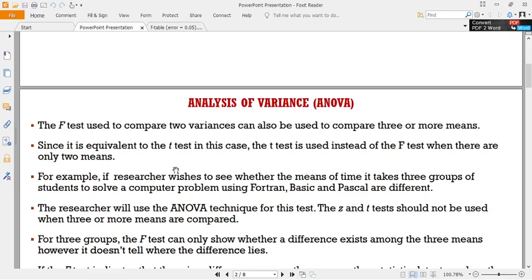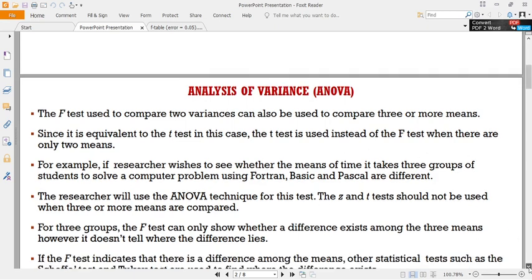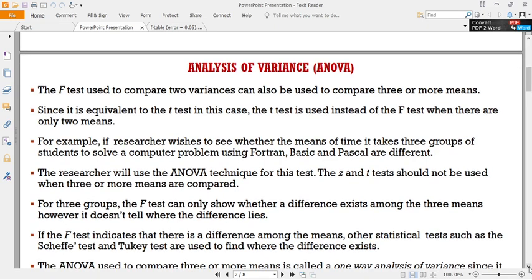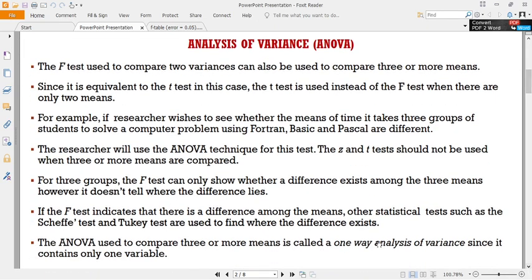Since the F-test for that case was equivalent to the T-test, we use the T-test instead of the F-test when we only have two means. However, when there are more than two, in case there are three and more, we use the F-test. For example, if a researcher is interested in finding out whether the mean times it takes three groups of students to solve a computer program using Fortran, BASIC, and Pascal are different, the researcher uses the analysis of variance technique, and the Z and T tests are not applicable.